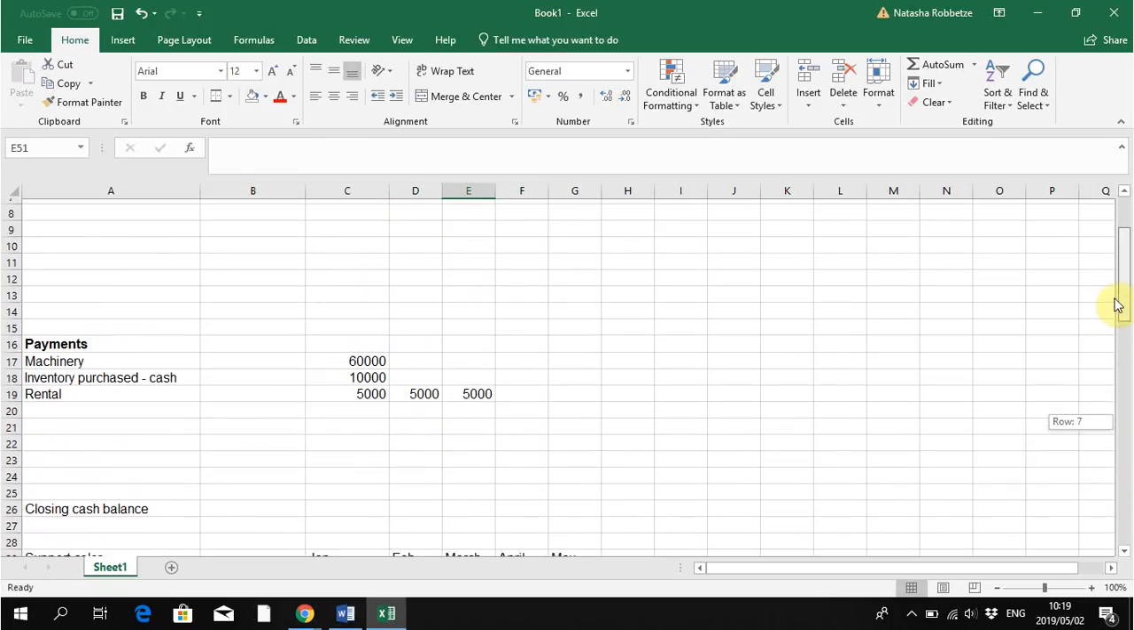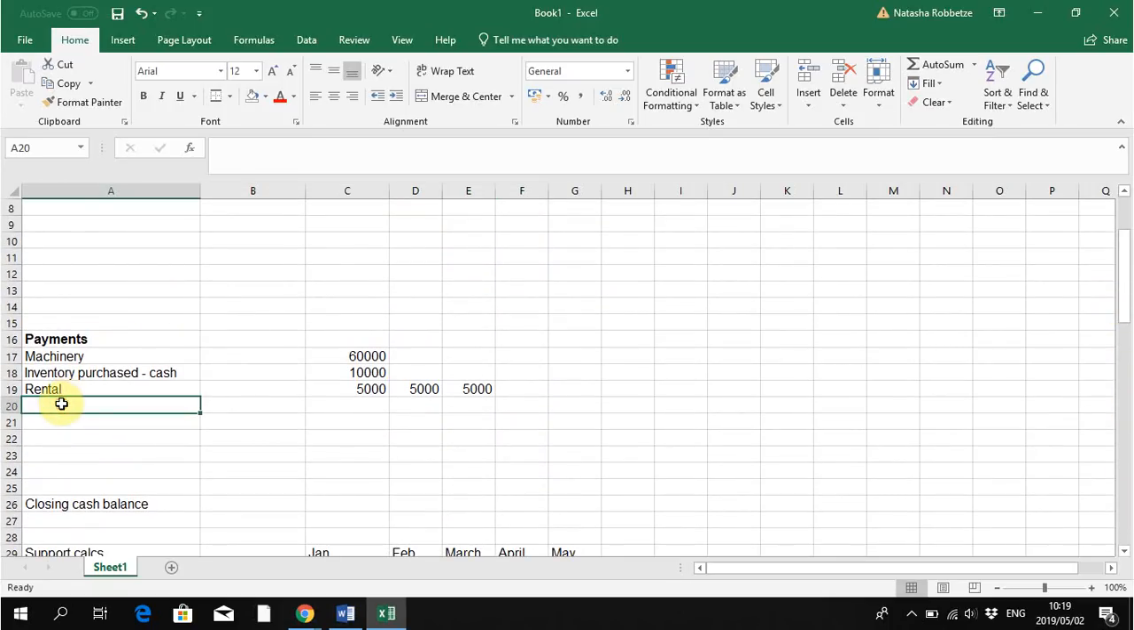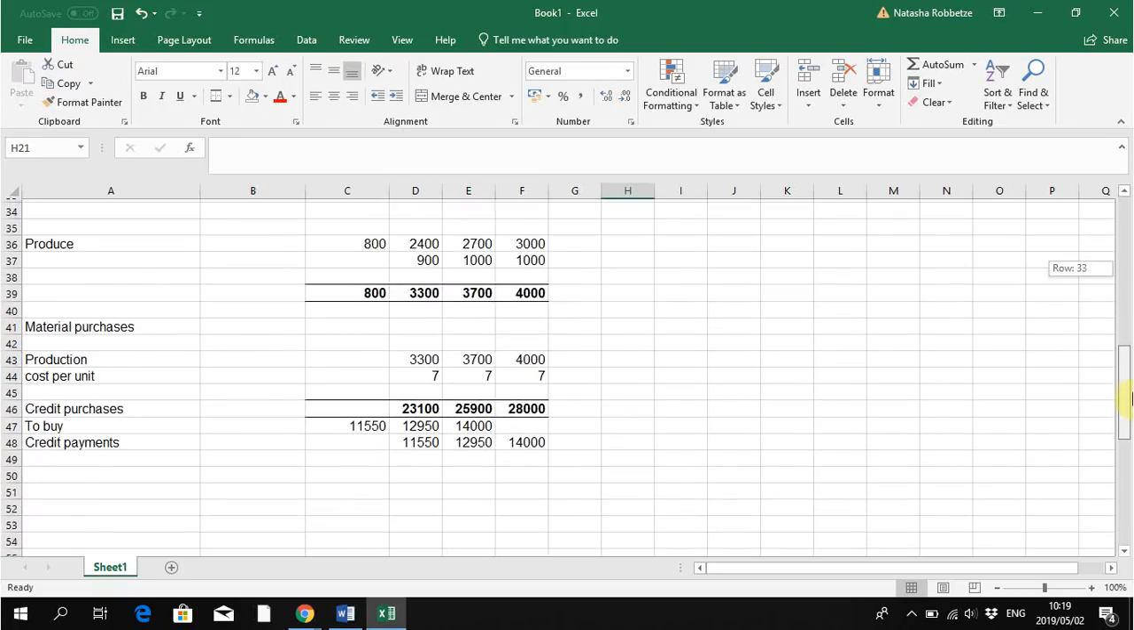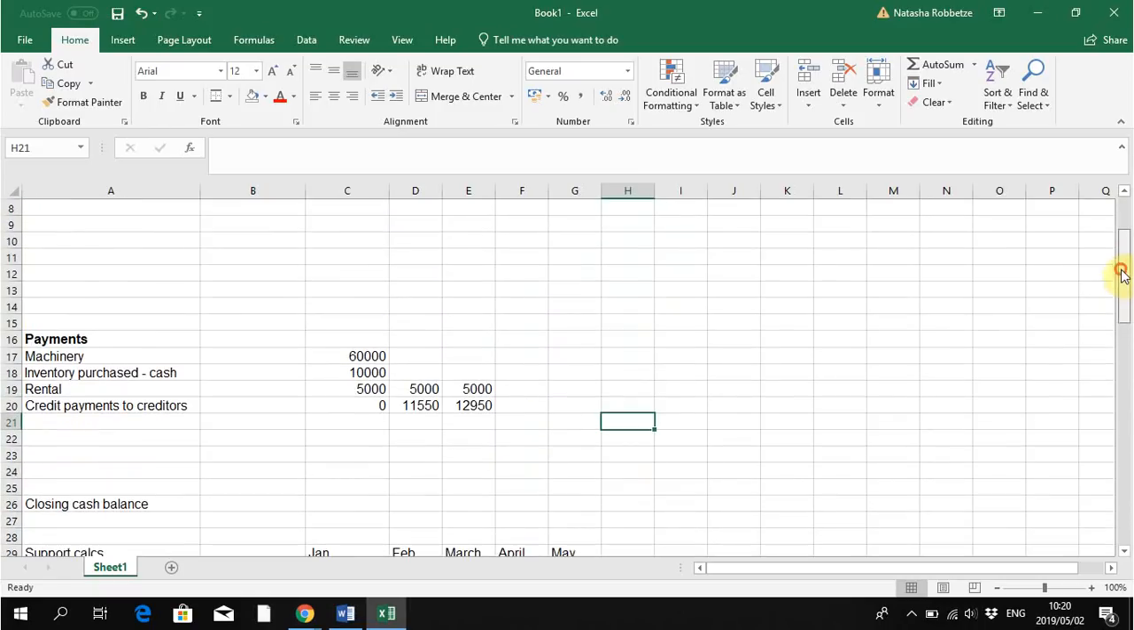So I'm going to go back to my layout and I'm going to fill it in. So I'm going to say credit payments to creditors. So in January, there was nothing. In February, I believe it was 11,550 that had to be paid. And in March, it was 12,950 that had to be paid. Right, so we've done our material.